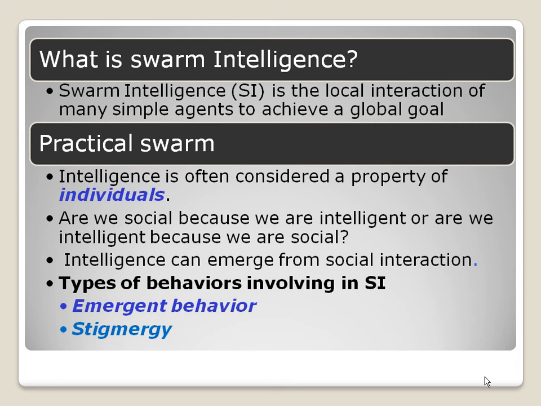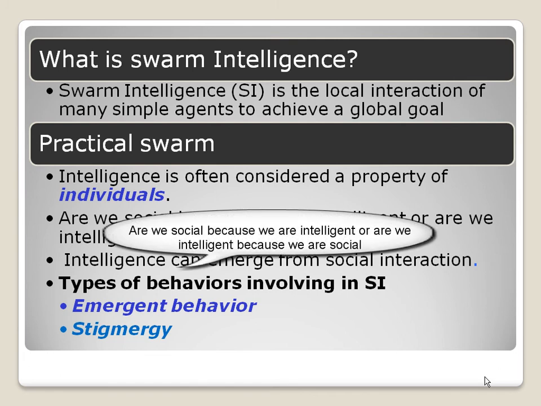Now let's look into what a practical swarm does. Intelligence is often considered a property of an individual. Are we social because we are intelligent, or are we intelligent because we are social? The answer is we gain intelligence from social interaction. When we are considering social interaction, behavior acts as the main part.